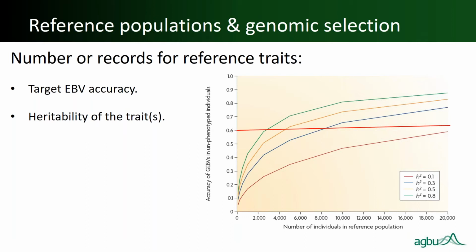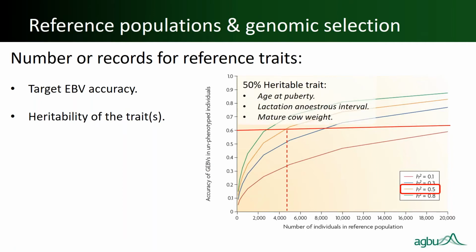This is a completely arbitrary standard that I've set just for this discussion, but if we say we want to achieve breeding values with accuracies of 0.6 or 60%, we can see that line cutting across these curves. If we select an example heritability of 50%, it's telling us that we need more than 4,000, about 4,500 records in the reference to drive 60% accuracy in unphenotyped animals.